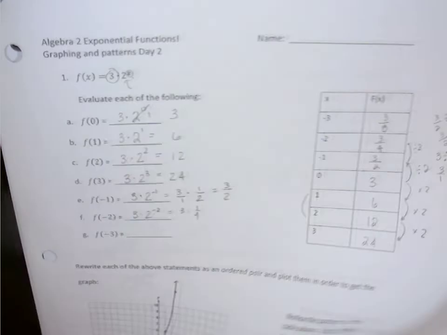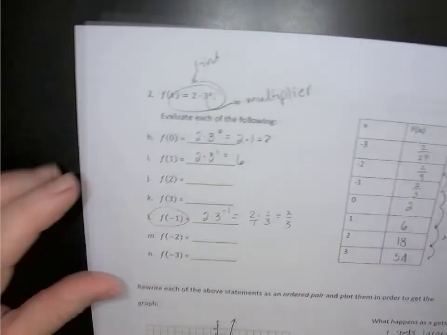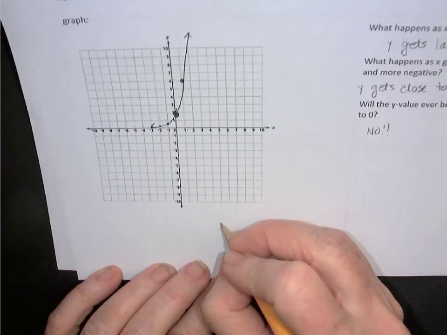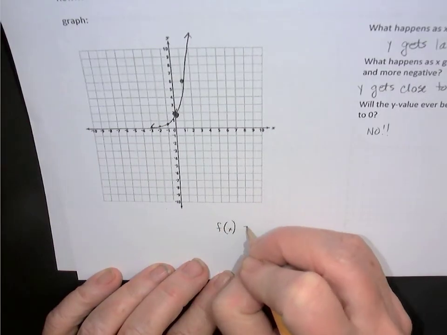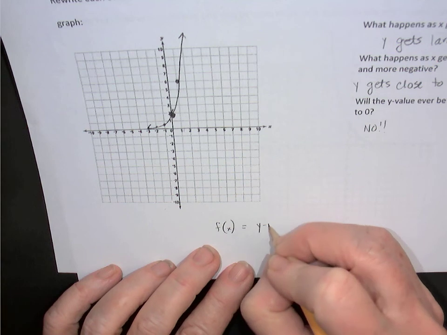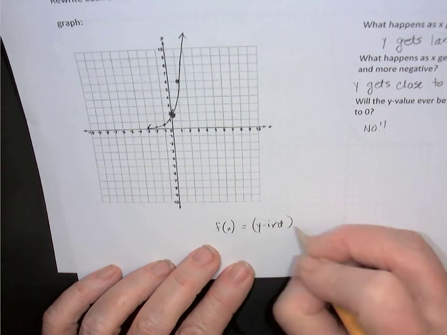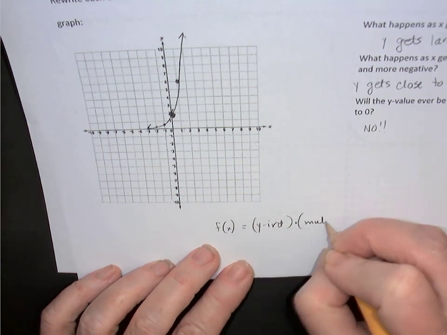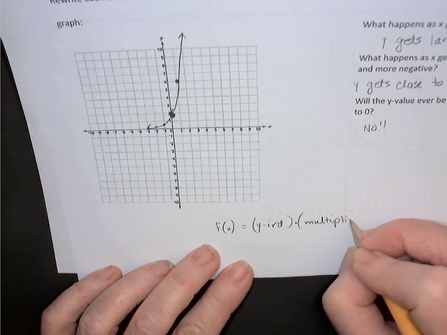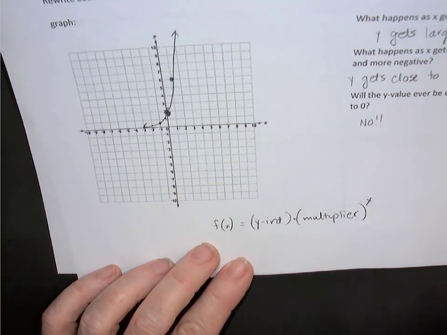So when we have a function, I'm going to say an exponential function is going to look like this. It's always going to be the y-intercept times the multiplier, right? What we multiply y by to the x for right now.